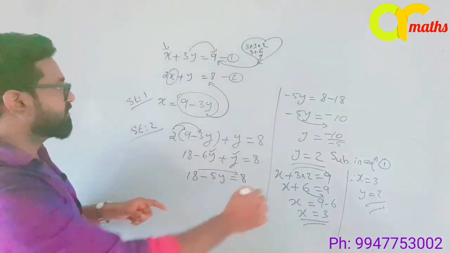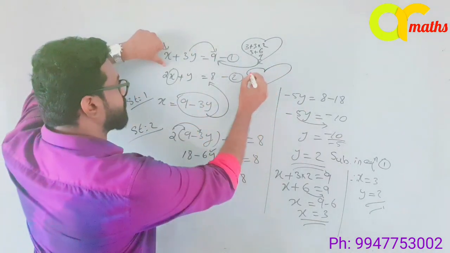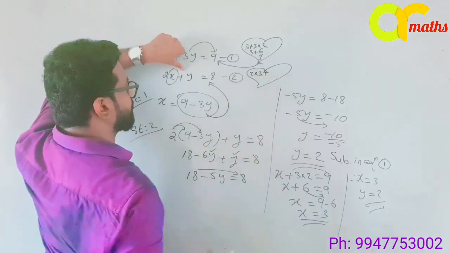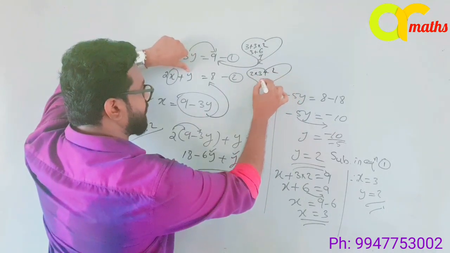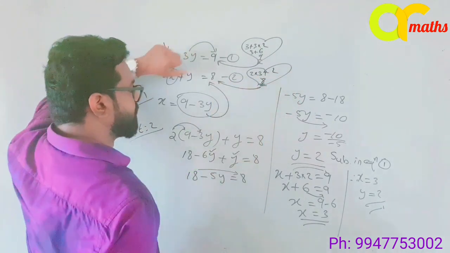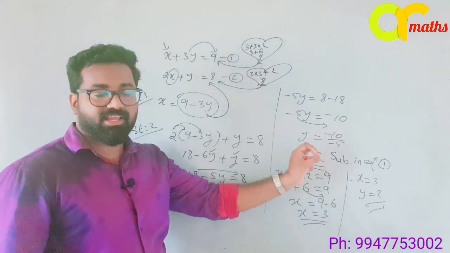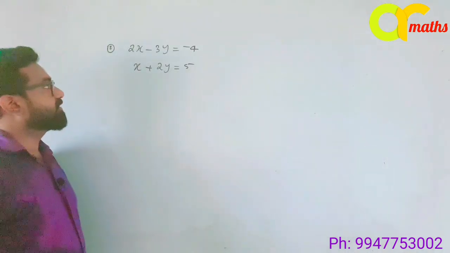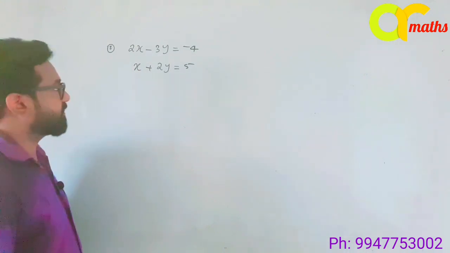Then substitute here. 2 into, what is the value of x? 3, plus y. What is y? 2. 2 into 3, 6. 6 plus 2, 8. Correct. So the value of x is 3 and the value of y is 2. That is, the answer is correct. Clear? So, the next question is to solve the linear equations by substitution method.